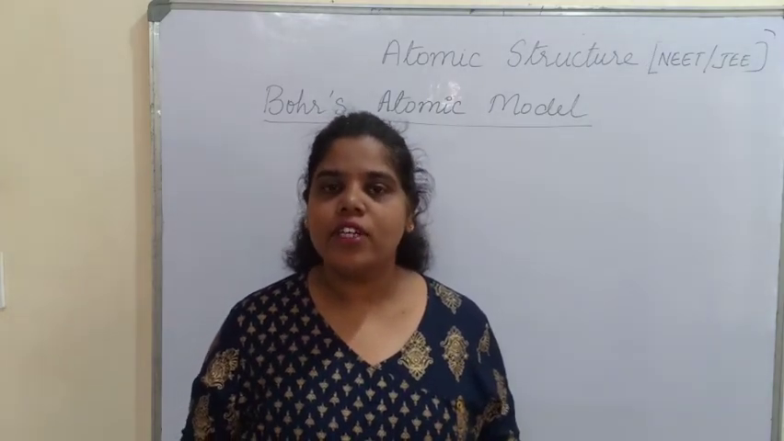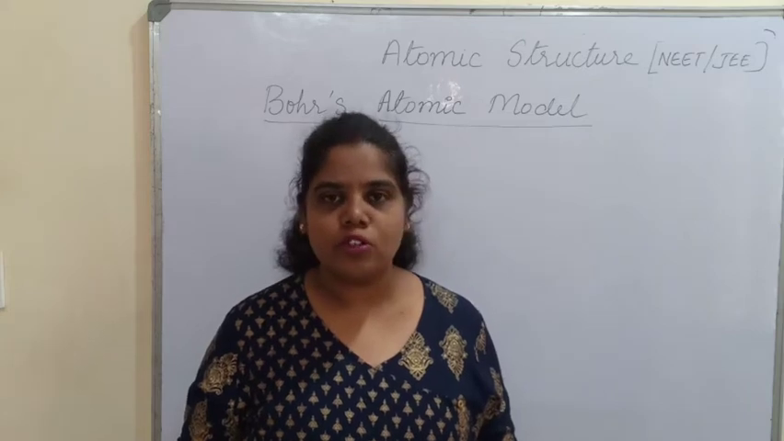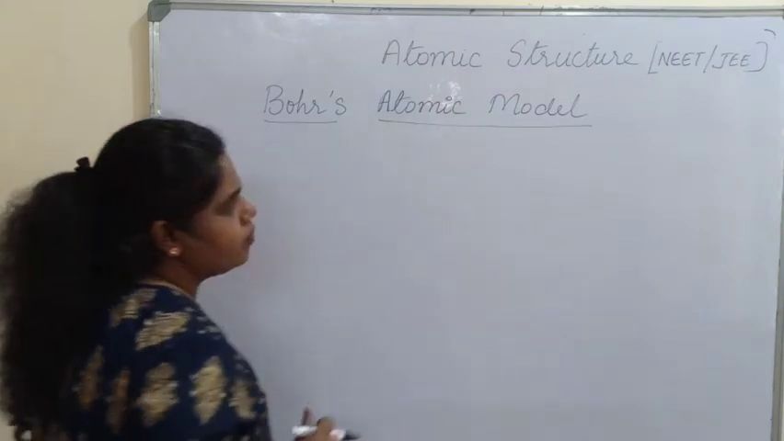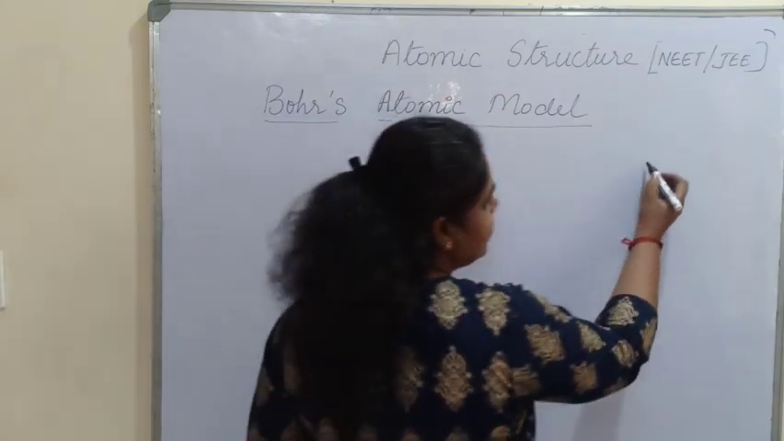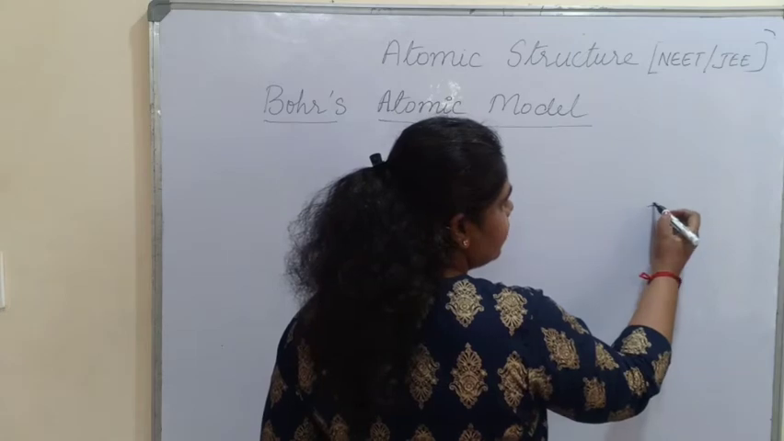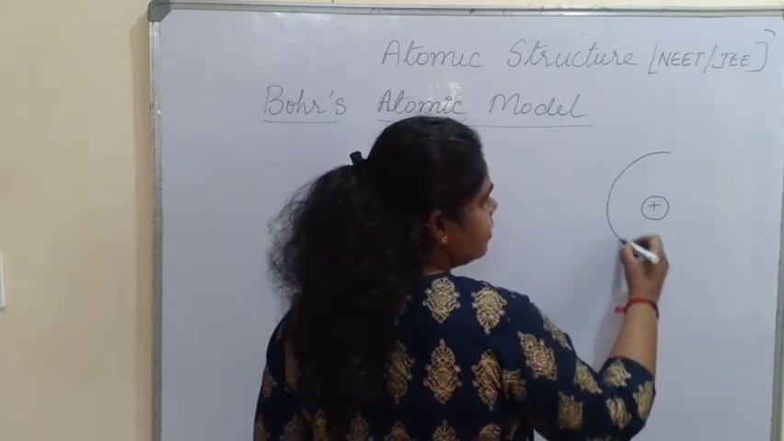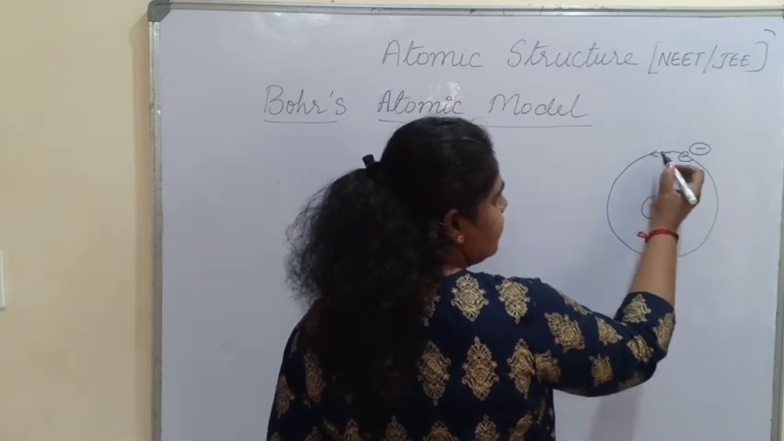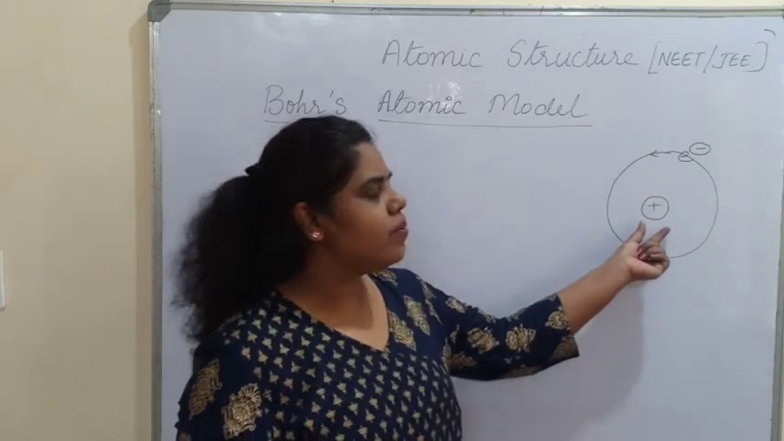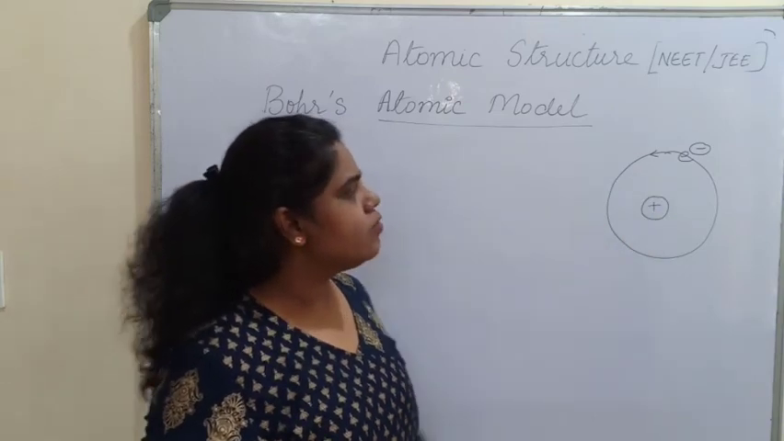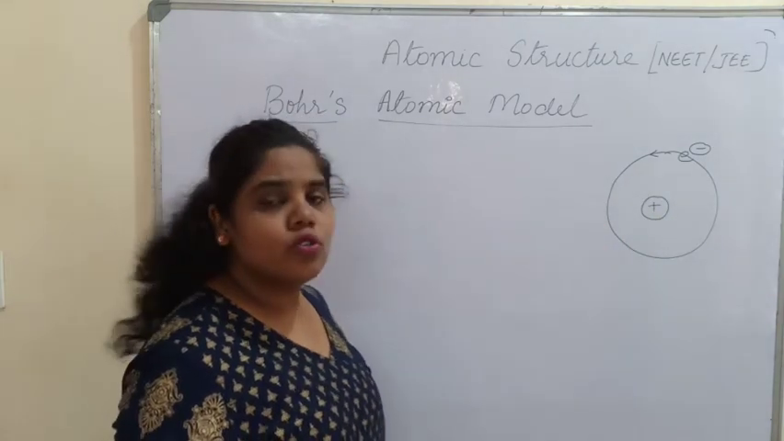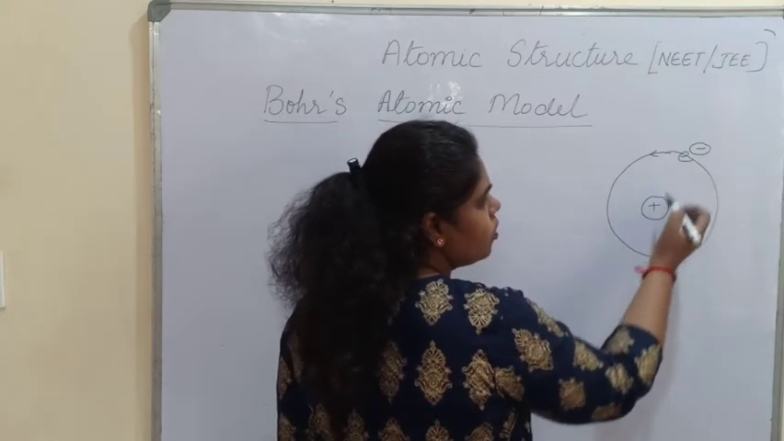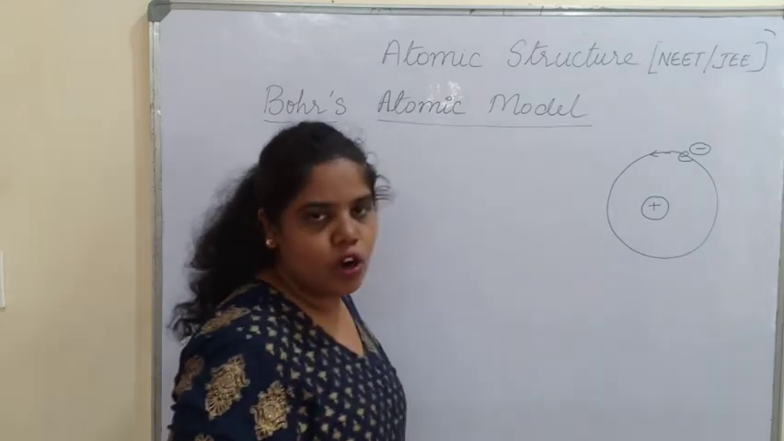Students, in this video we are going to learn about Bohr's atomic model. This is from the chapter atomic structure. You know that in an atom, this is the nucleus and this is the orbit, and here you have electrons revolving like this. So in an atom, the nucleus will be in the center and electrons revolve around the nucleus. Rutherford said in his model that electrons move around the nucleus in a circular orbit.